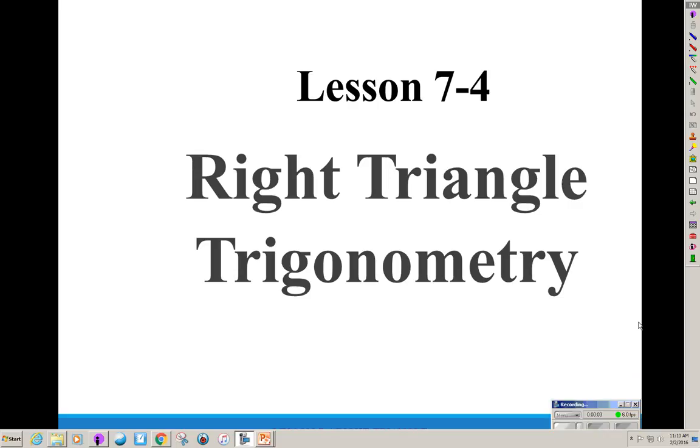This lesson is right triangle trigonometry. We're going to be learning about what trigonometry means. We have some trig functions called sine, cosine, and tangent. Those are new vocabulary words as well. Find out what those mean and solve for side and angle measures of a right triangle. We'll also solve some real-world problems involving angles of elevation and angles of depression using trigonometry.